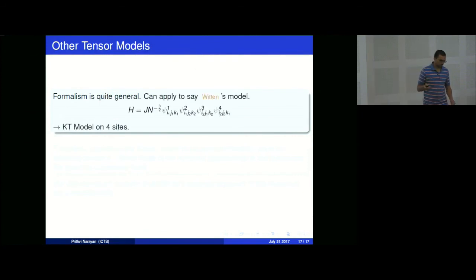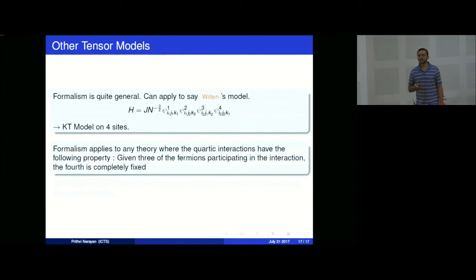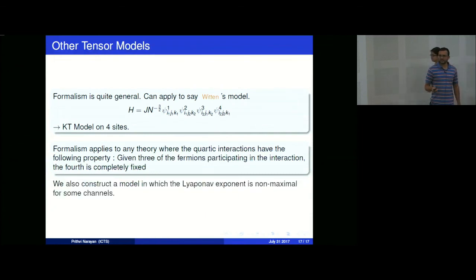For example, one can try to do Witten's model in this limit. In this formalism, Witten's model is just 4 fermions interacting with this interaction. It turns out that this method is useful to do computations more efficiently. In fact, one can see that our technique is useful to study any Hamiltonian which has some particular property that 3 of the fermions decide the 4th fermion in the quartic interaction. And this allowed us to construct a slightly more general class of models where the Lyapunov exponent was non-maximal for some channels. So that's interesting.